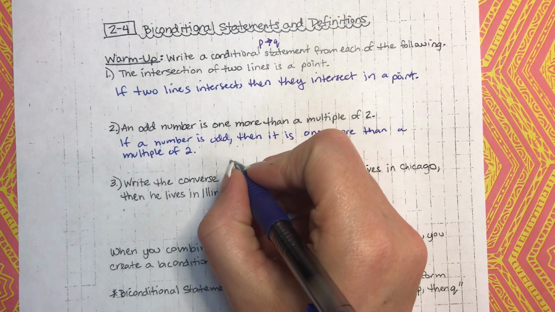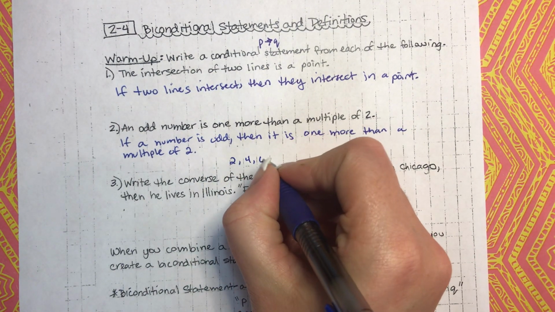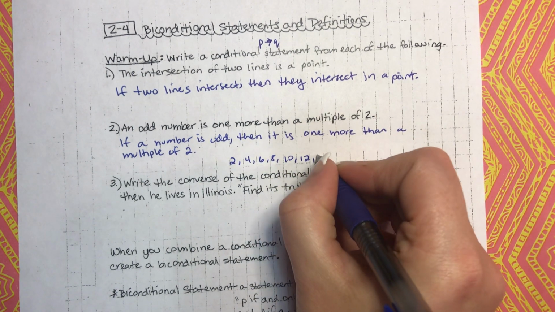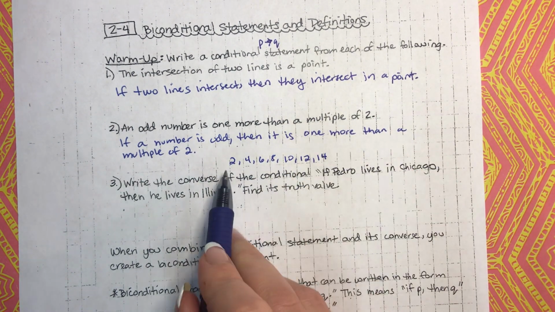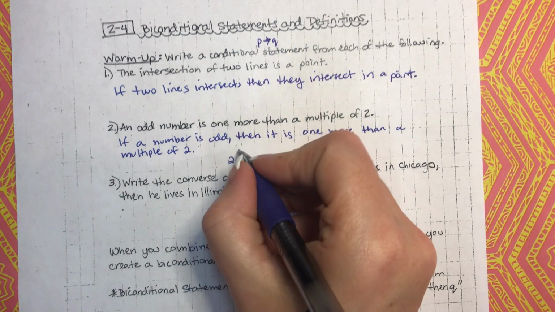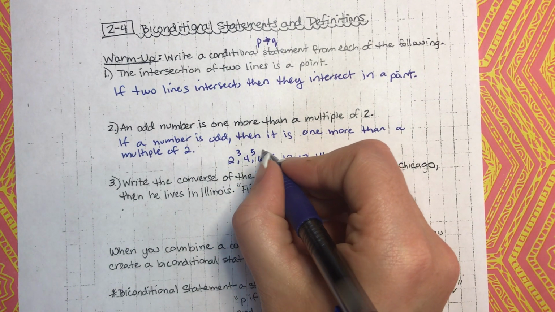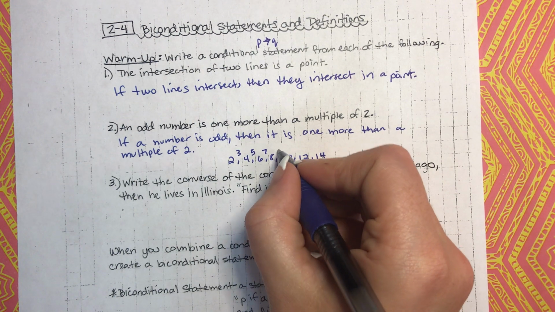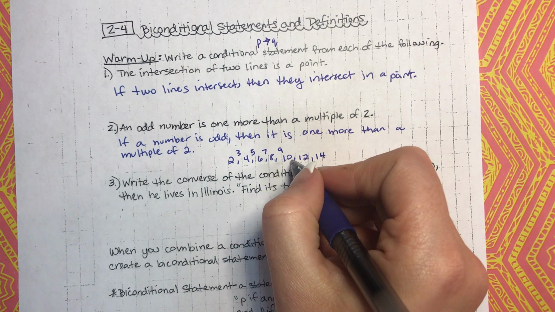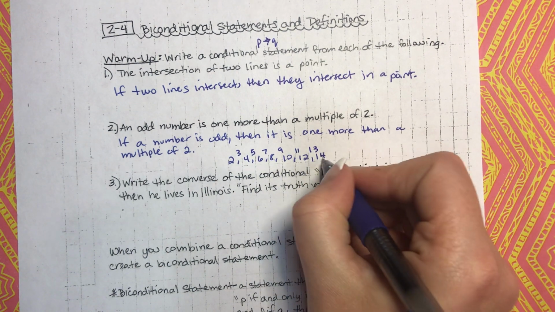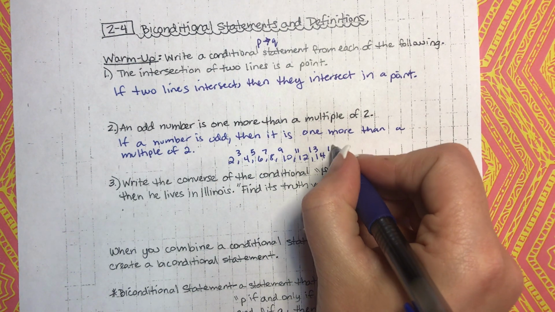So if you think about that, multiples of 2: 2, 4, 6, 8, 10, 12, 14, and 1 more than a multiple of 2. 1 more than 2 would be 3, 1 more than 4 would be 5, 1 more than 6 would be 7, 1 more than 8 would be 9, 1 more than 10 would be 11, 1 more than 12 would be 13, 1 more than 14 would be 15.